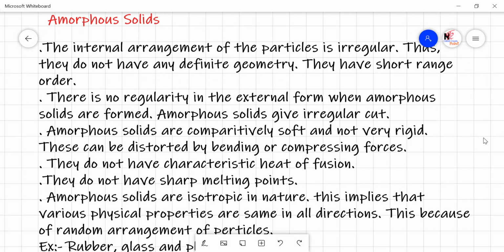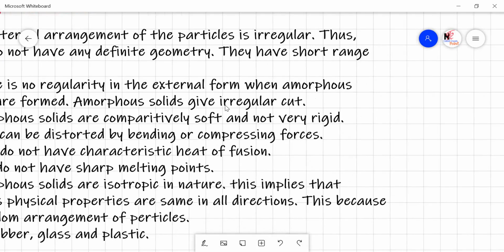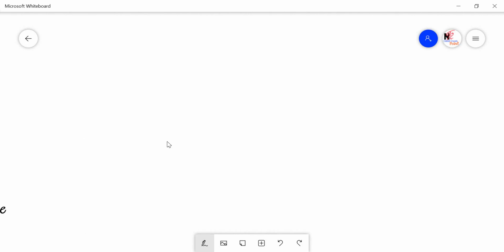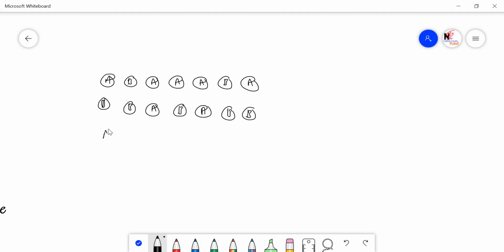Let us see amorphous solids. In the case of amorphous solids, the arrangement of the particles is not like in the case of the crystalline solids. The arrangement of the particles may not be regular. See here, you can observe A particle is there, again B is there, again after 3 particles are arranged, again B particle, again A particle. So we are not sure what type of arrangement of the particles is present. It may be any pattern. So we call it an irregular pattern of the arrangement of the particles.